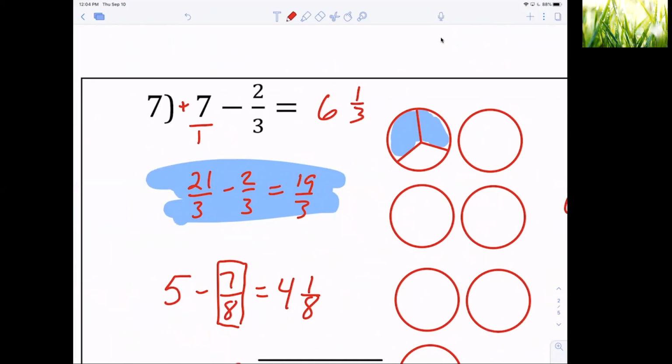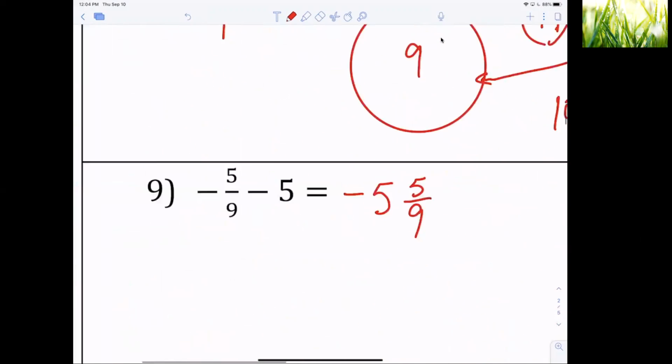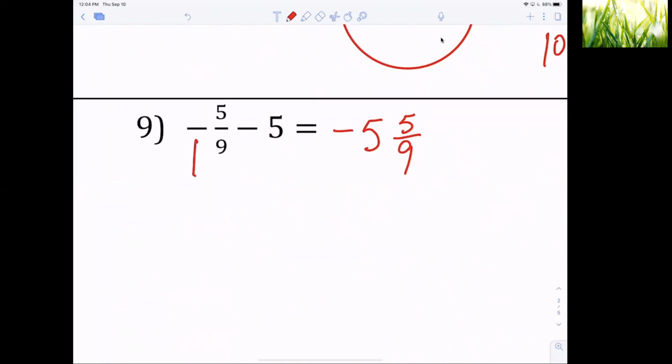Right? So here, both of them are what? Both of them are what? Negative, so what do you do? You add them. You hear me? You add them. So if I say, what's 5 plus 5/9, you would tell me it's what? 5 and 5/9.